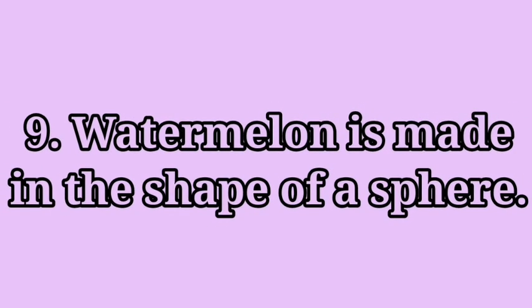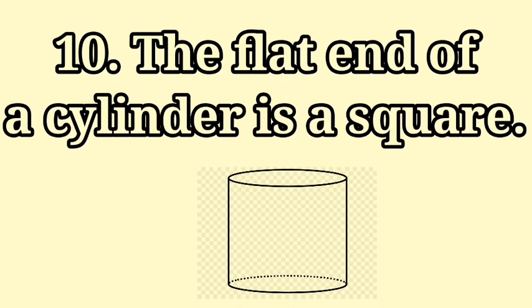Number 9. Watermelon is made in the shape of a sphere. And finally, number 10. The flat end of a cylinder is a square.